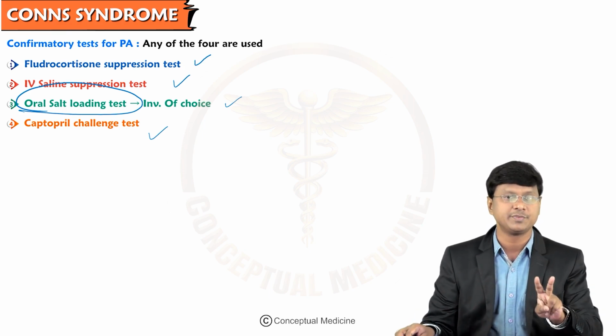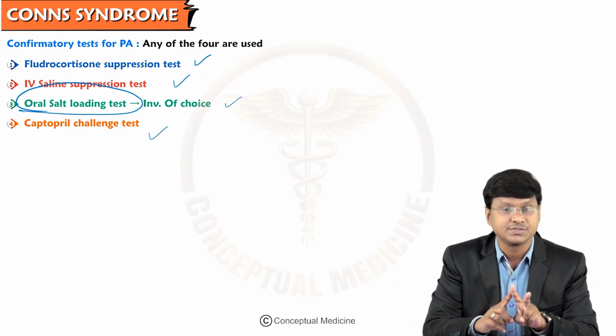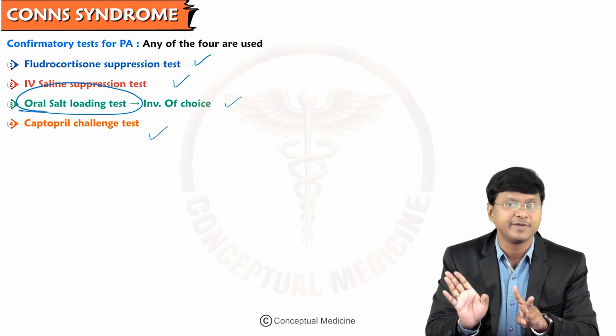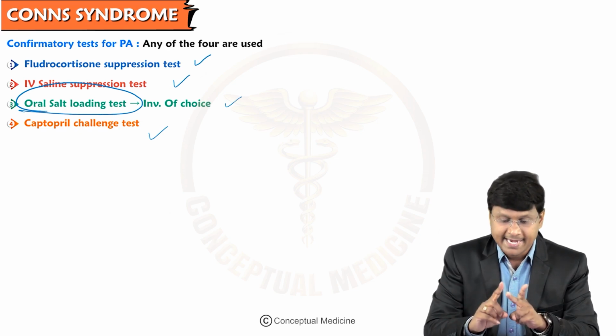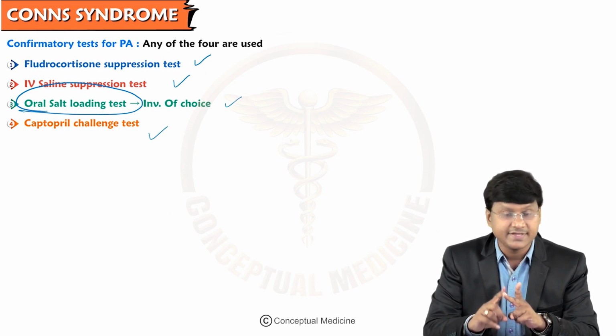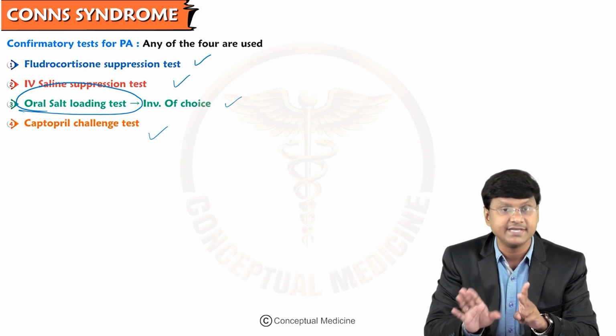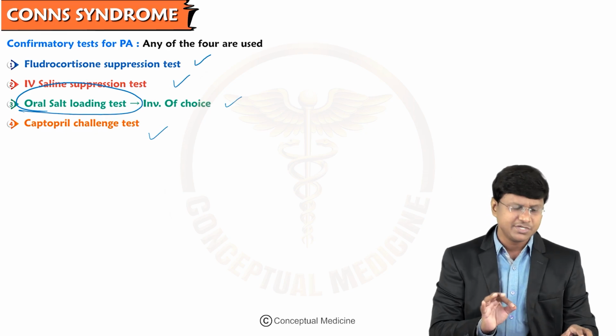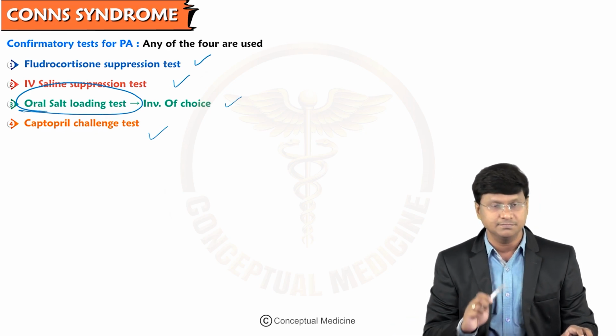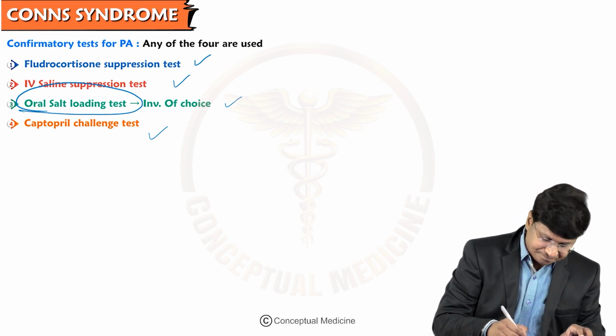Now 2 points you should remember. The ideal screening test is the aldosterone-renin ratio. If the aldosterone-renin ratio is more than 67, it is highly suggestive of primary hyperaldosteronism. And the second thing is the investigation of choice, that is the oral salt loading test. Now let me give you a small idea about the oral salt loading test.